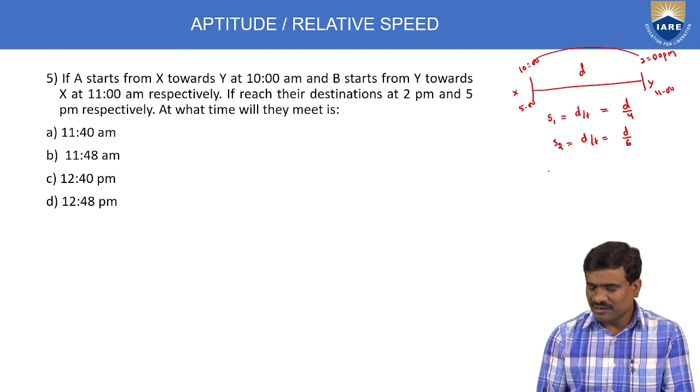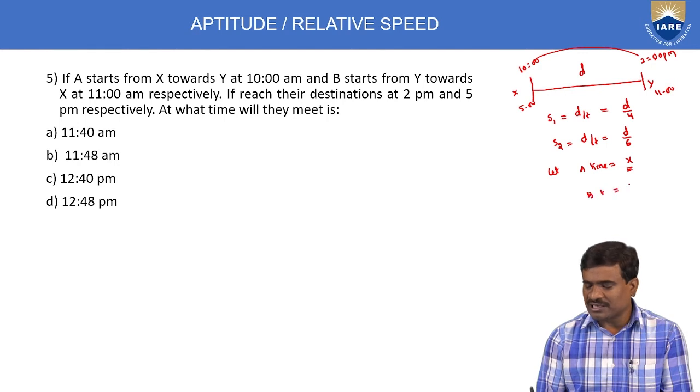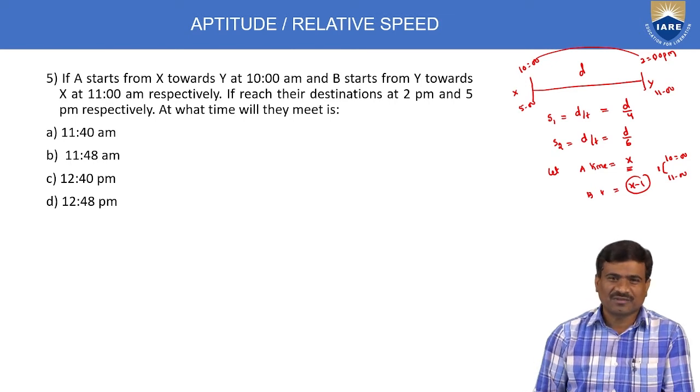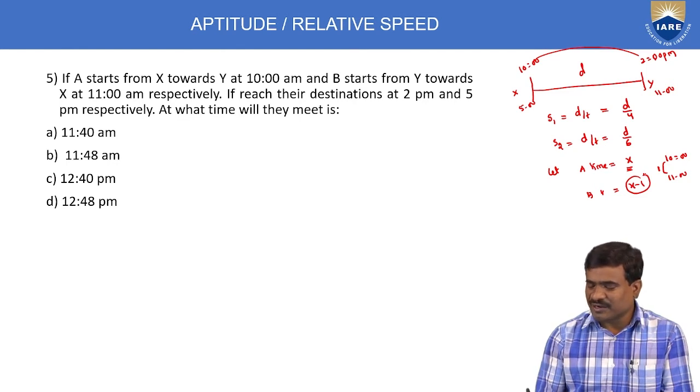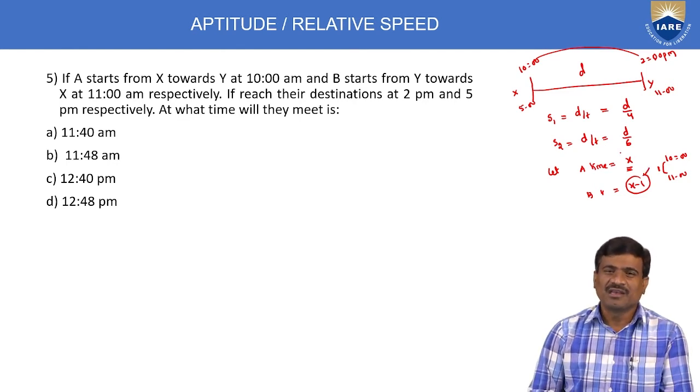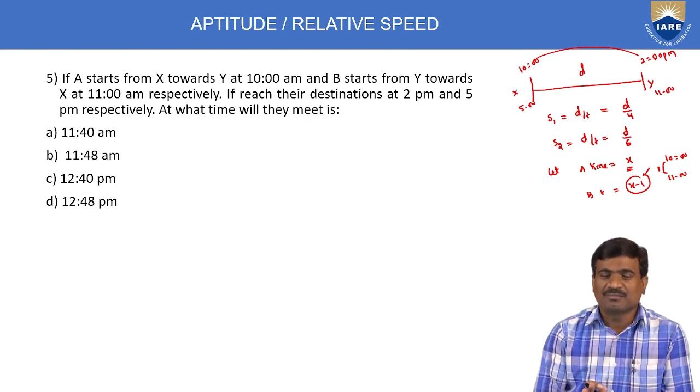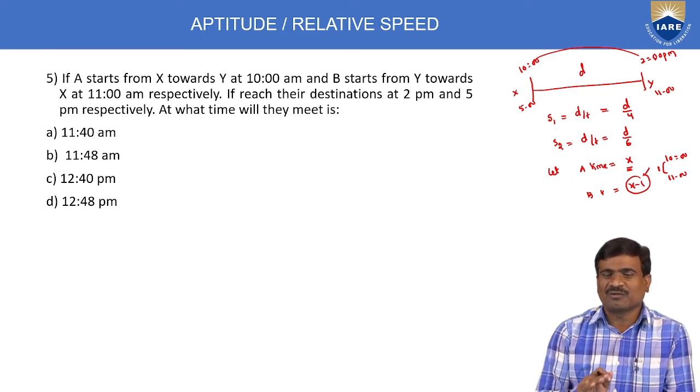Next point: let A's time up to the meeting point be X hours. Then B's time up to the meeting point is X minus 1, because A's starting time is 10 a.m. and B's starting time is 11 a.m. The time gap between A and B is 1 hour. Here B takes 1 hour less than A's time, and less than indicates X minus 1. But in the previous example, A and B's starting time was the same. In this example, A's starting time is 10 o'clock and B's starting time is 11 o'clock.